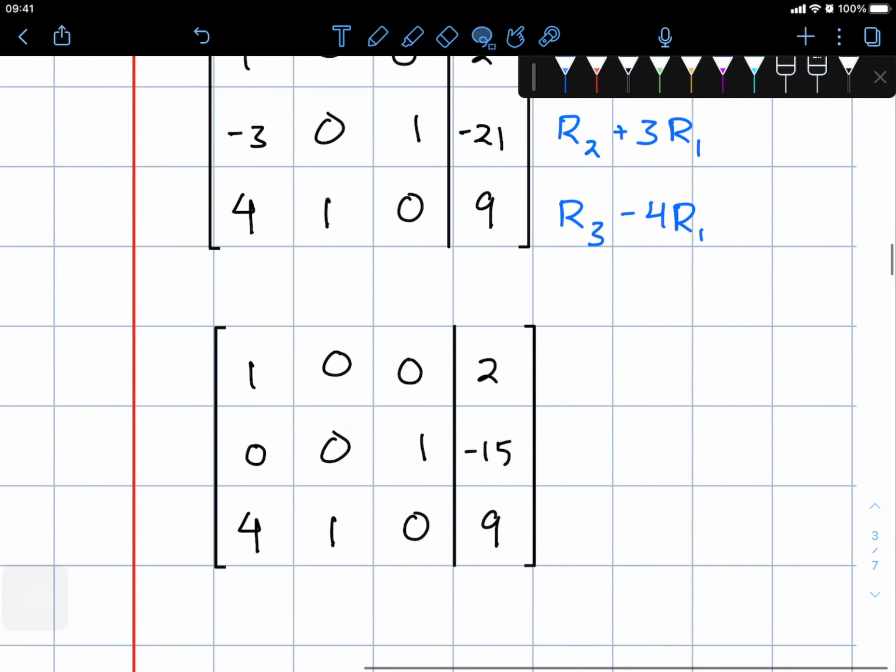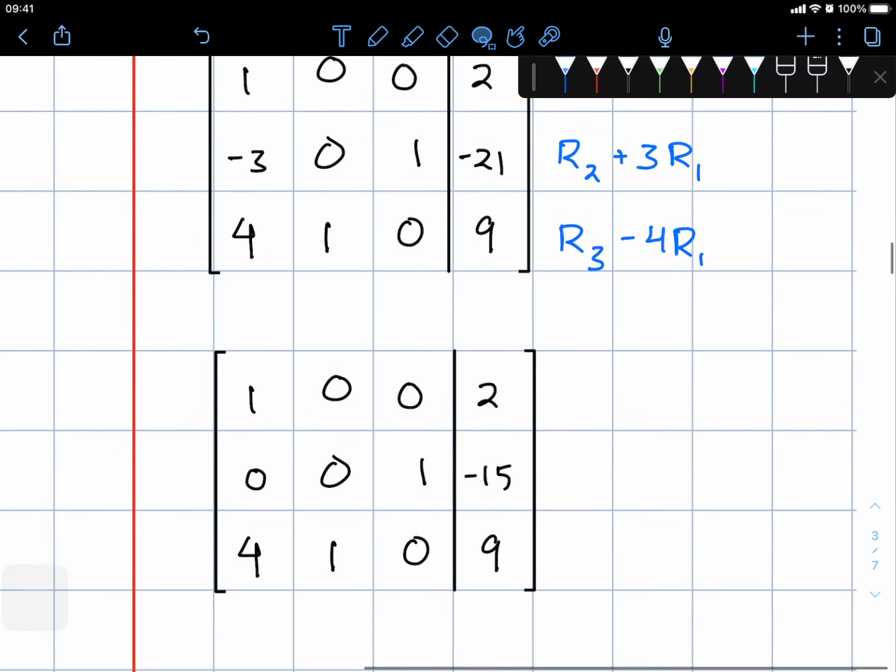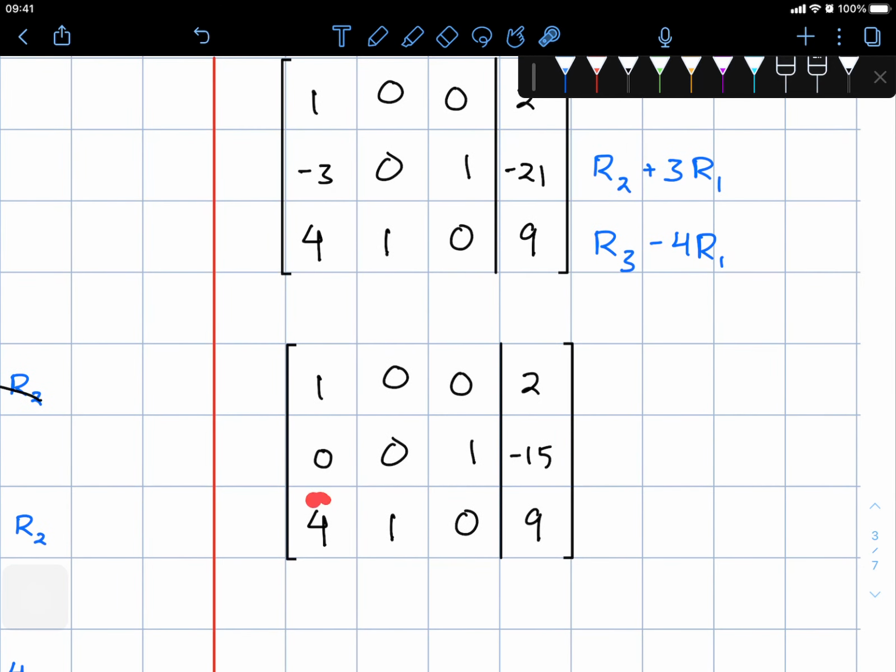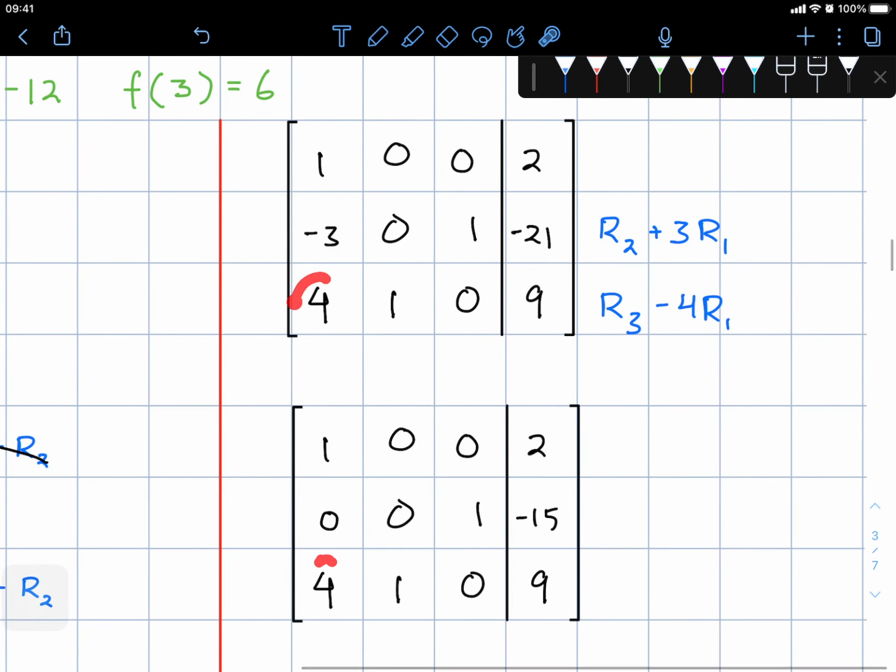And for this one, it's going to be minusing. So let's do it here. 4 minus 4 times 1 is going to give me 0. And 9 minus 4 times 2, 4 times 2 being 8. So 9 take away 8 is going to be 1.